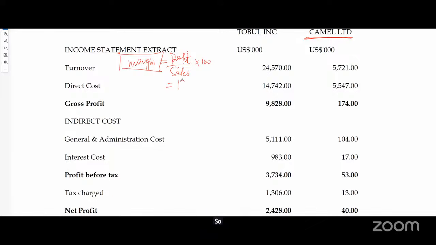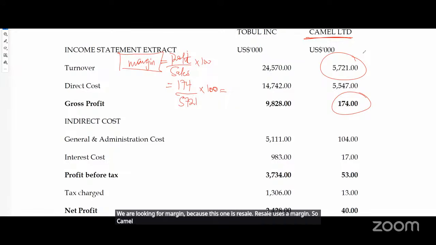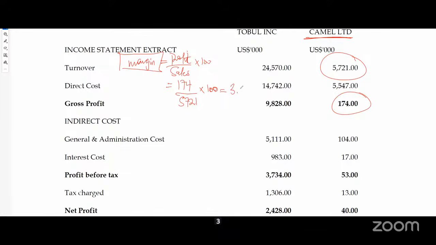So Camel was getting 174 out of what? 5,721. So how much was Camel charging? Remember, it's profit over sales. That's margin. Markup is profit over cost. We are looking for margin because this one is resale. Resale uses a margin. So Camel did 174 over 5,721, and that's what? 3.04%, right? Profit on this transaction.